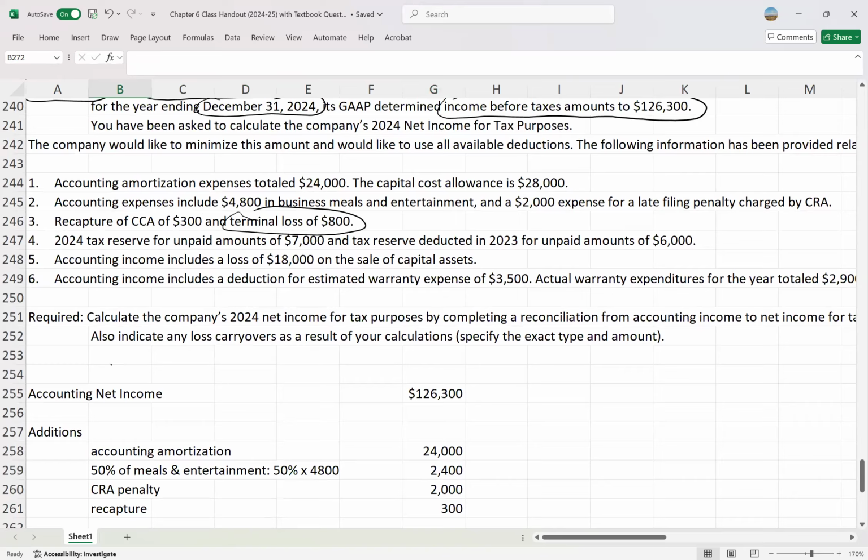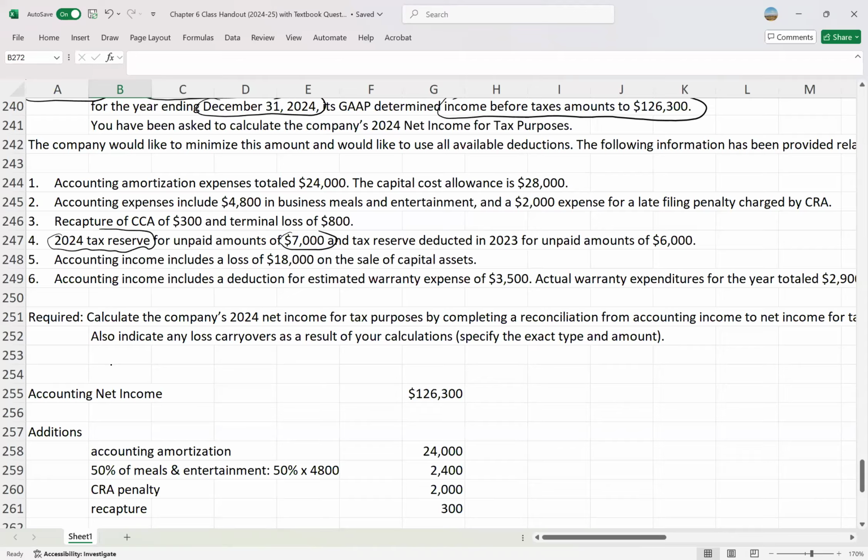Then we get to item number 4. Item number 4 says this year, 2024, we get to take a tax reserve on unpaid amounts of 7,000. Remember the tax reserve for unpaid amounts? That was the one we looked at at the beginning of the class, that installment sale. We got paid over a number of years. And so they correctly calculated that we do get to take a tax reserve this year for 7,000.